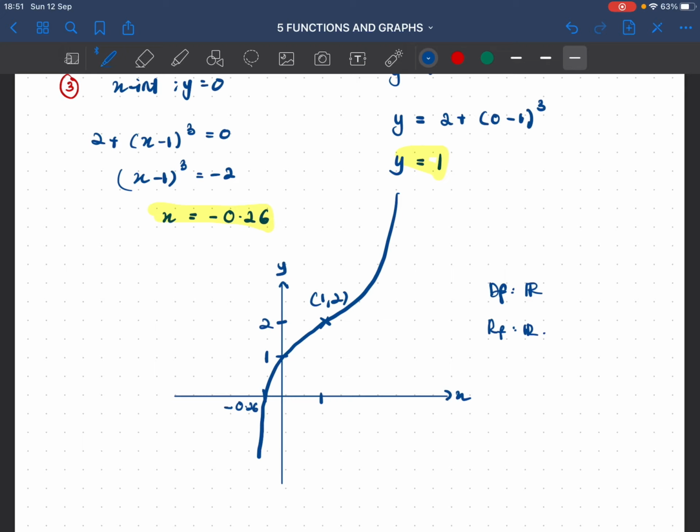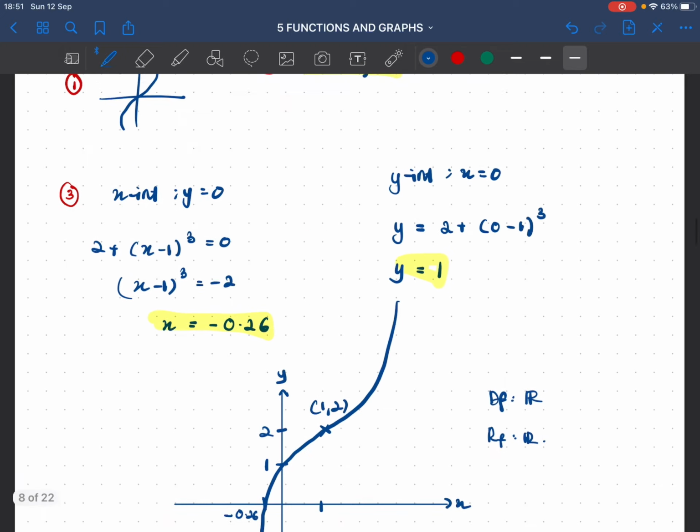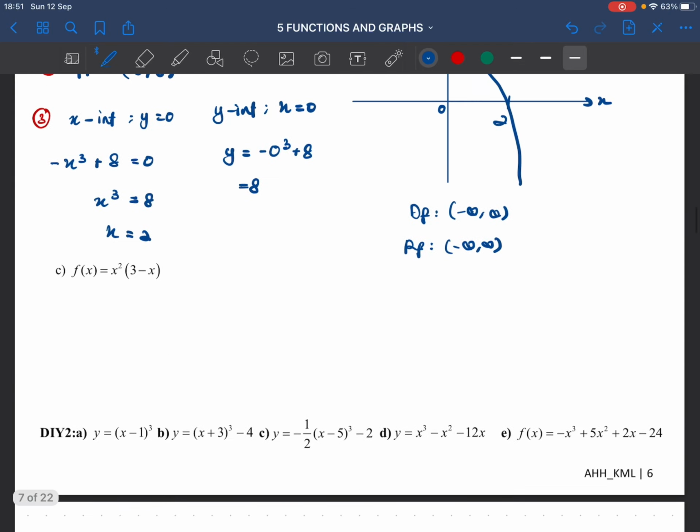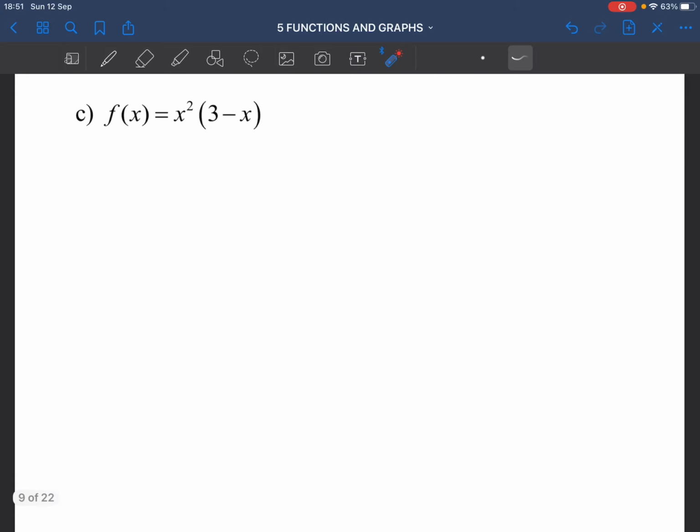Okay, so very simple. For a cubic function, you just have to determine your inflection point and then determine your x-intercept and y-intercept. Alright, so now we are going to look at question C. We have f(x) equals x squared (3 minus x). Okay, so as I said earlier, if we expand this, you are going to get 3x squared minus x cubed.